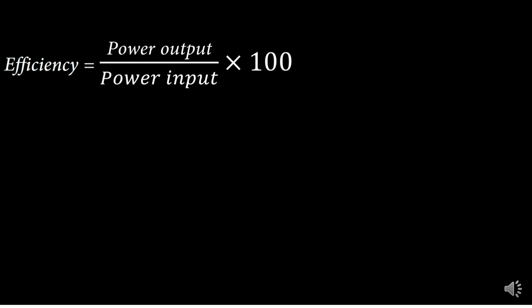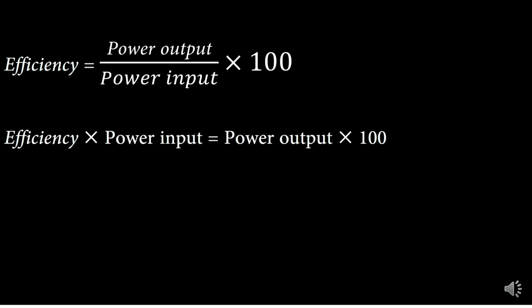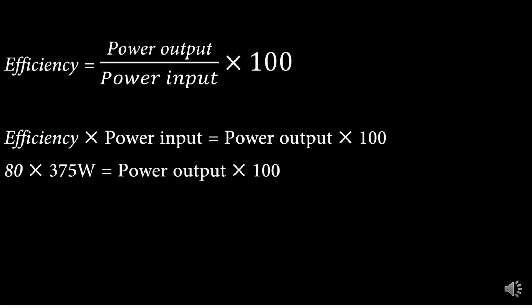Now first thing I need to do is cross multiply. So if I cross multiply, it's going to give me efficiency times power input is equal to power output times 100. I can either decide in this case to make my power output stand alone before inserting my parameters, or start inserting parameters from this place. But to make this video easy to understand, I'm going to start inserting my parameters from this place. So that will give me efficiency, that is 80 times power input, that's 375, is equals to power output times 100.